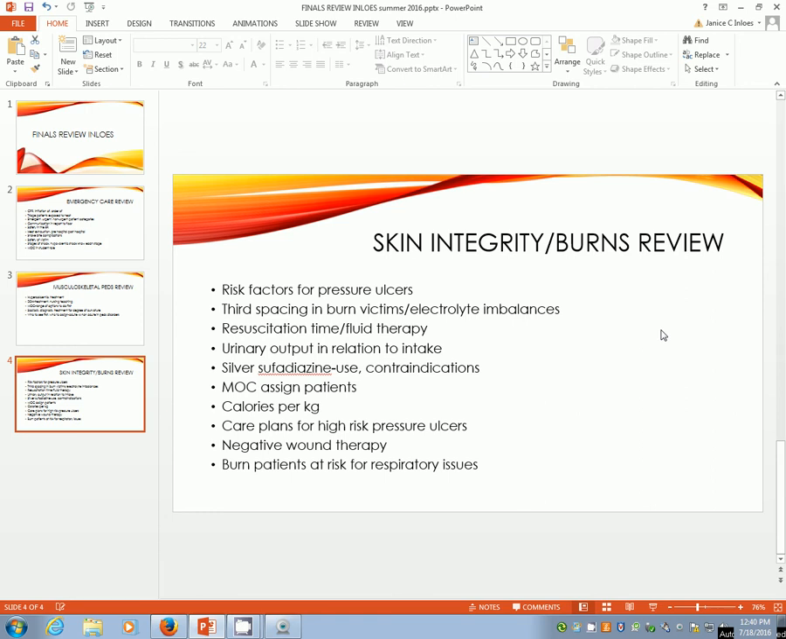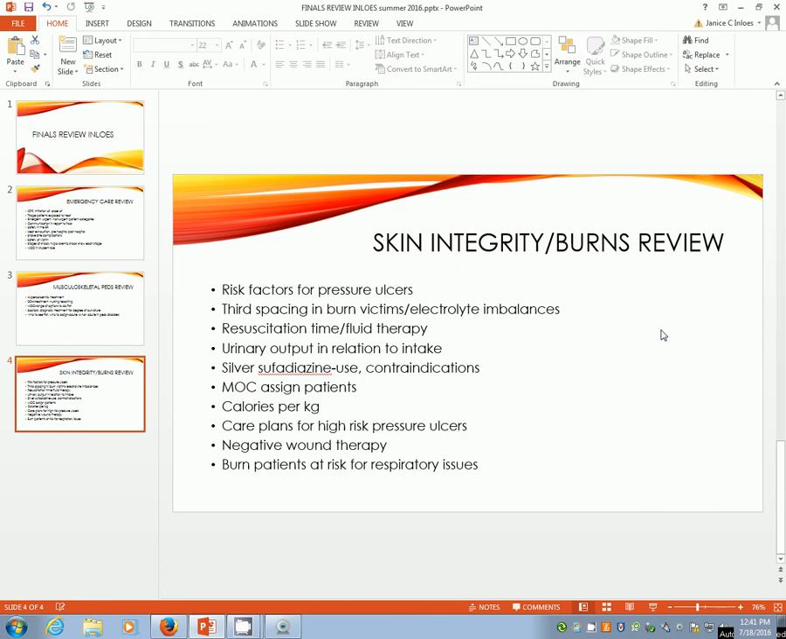Third spacing in burn victims. This happens in the resuscitative stage, or phase 1 of burns, where you have the third spacing, where the fluid goes out of the vascular space and into the interstitial spaces. What type of electrolyte imbalances occur during this third spacing? Hypernatremia, hyperkalemia, and hyponatremia.